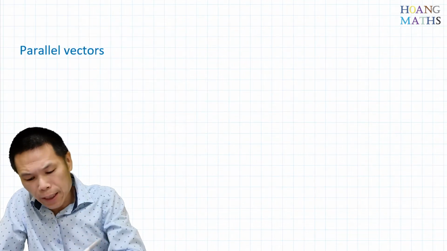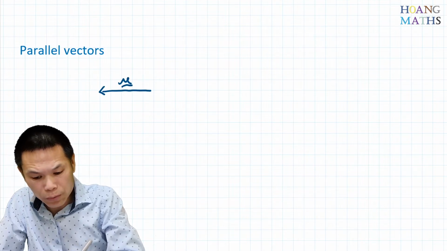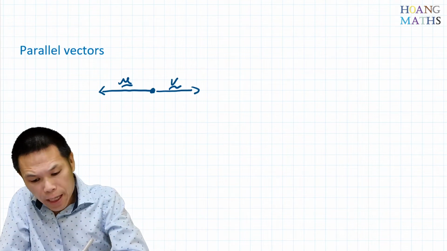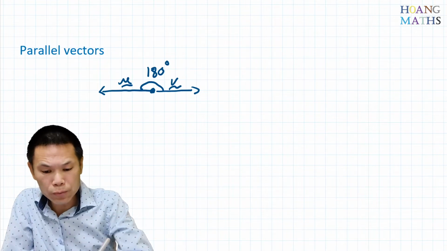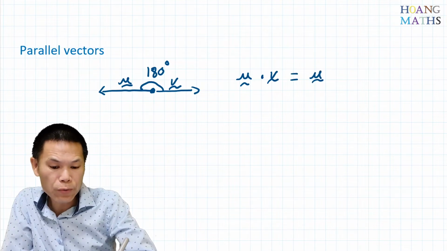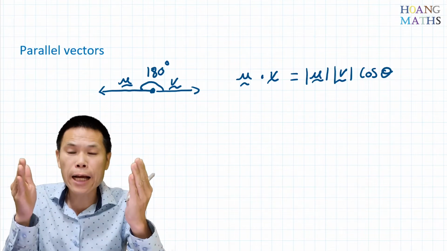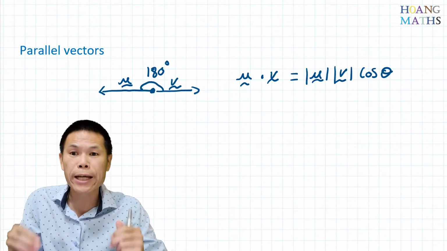Let's say I have two vectors that are parallel and opposite to each other. So let's say this is vector u and this is vector v. So therefore, the angle between the two vectors is 180 degrees. So we know that vector u dot vector v is equal to the magnitude of u times the magnitude of v and cos of the angle in between, which is theta. In this case, because they're in opposite directions, the angle in between the two vectors is 180 degrees.